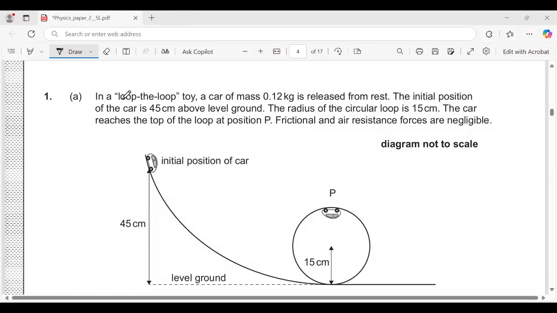One, A. In a loop-the-loop toy, a car of mass 0.12 kilograms is released from rest. The initial position of the car is 45 centimeters above level ground. The radius of the circular loop is 15 centimeters. The car reaches the top of the loop at position P. Frictional and air resistance forces are negligible.